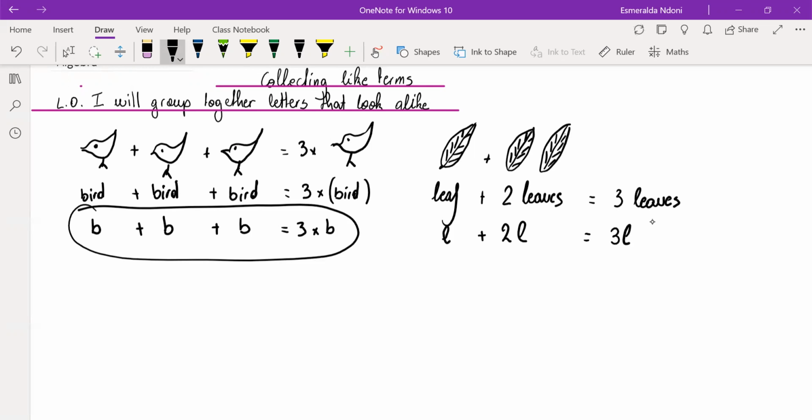Believe it or not, this is all it is to be working with algebra, collecting like terms, because leaves are the same. We are adding them together to make it easy for us to see. Now, let's just try something else.